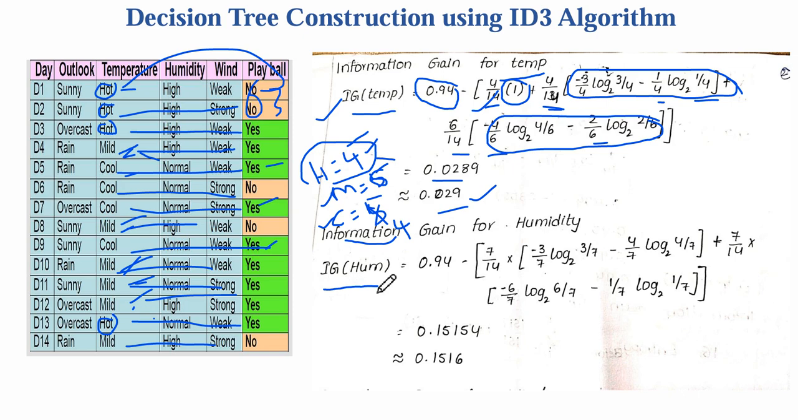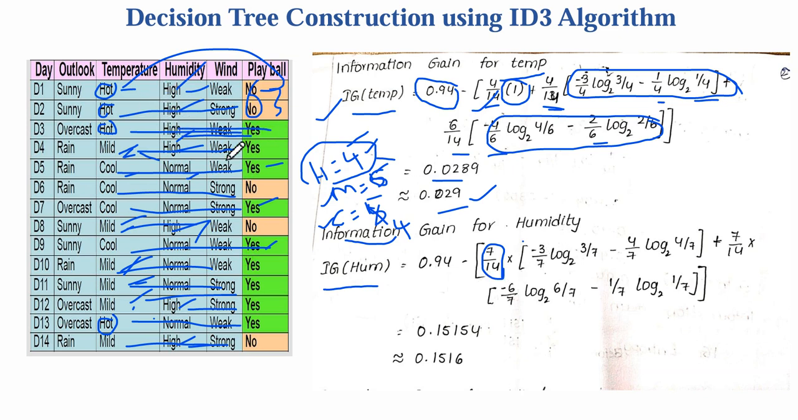The information gain of which one? Humidity. The values of humidity are high and normal. So out of 14 records, we have only two values for humidity, high and normal. High records are 1, 2, 3, 4, 5, 6, 7. So 7 by 14 into. The high records have yes records and no records, and we have three yes records for high.